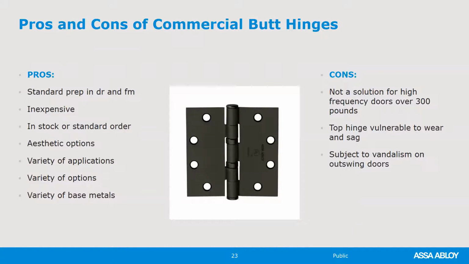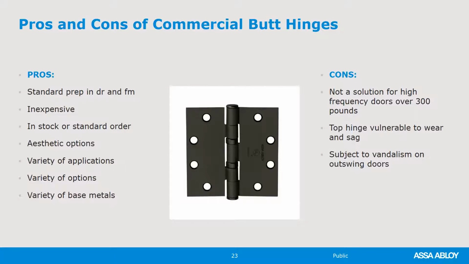Some of the cons of commercial butt hinges: they're really not a solution for high frequency doors that are over 300 pounds. And when you get to some of these doors in hospitals, they're a lot wider than most facilities. And that's partly code driven. Doors are typically going to be 3'8" to 4 foot wide per leaf. And the higher the frequency, the heavier the door, then you want to start to look at other solutions besides commercial butt hinges.